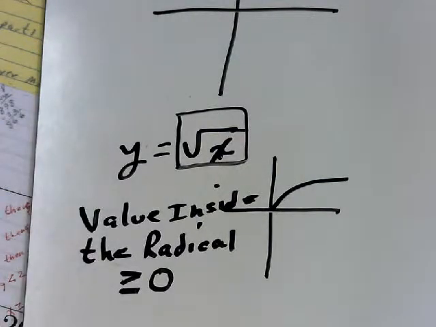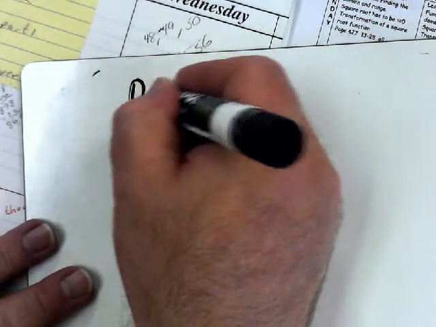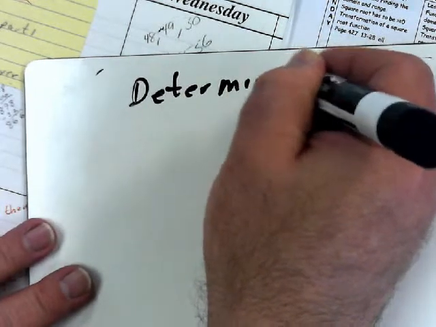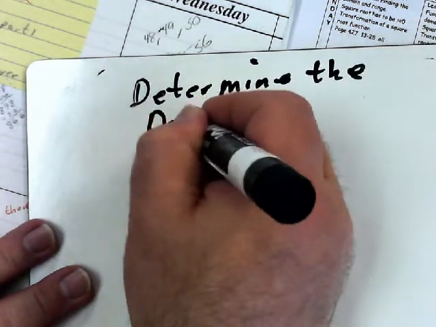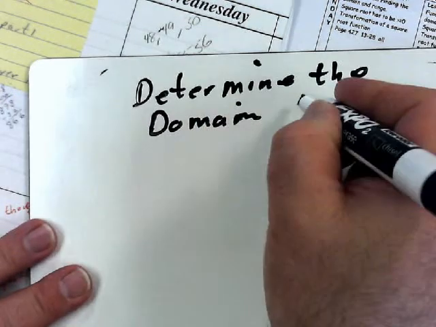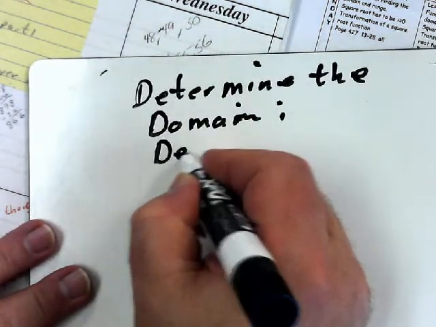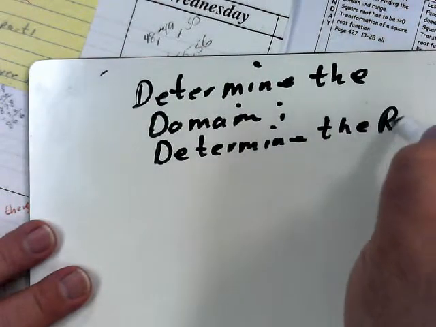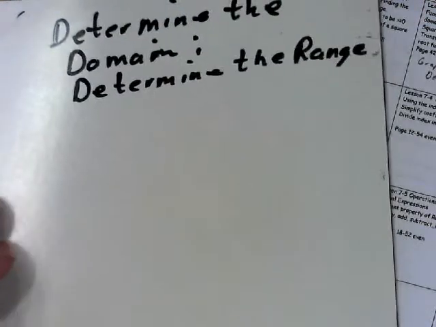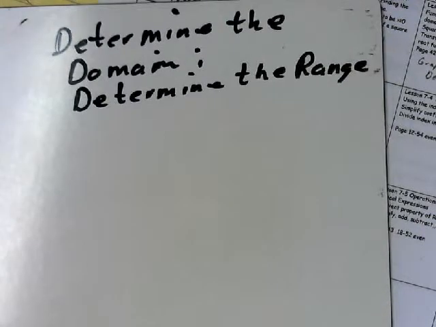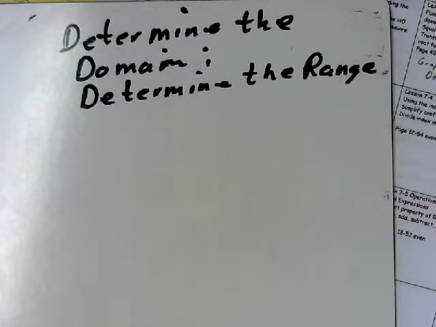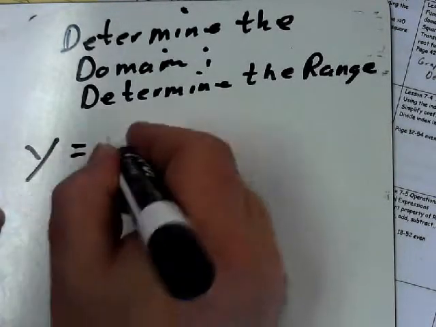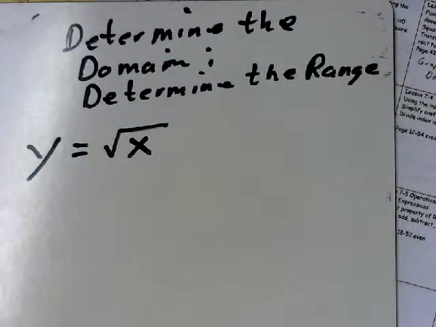So one of the things that they want you to do with a problem like this is determine the domain and also determine the range. So I need to determine the domain and I need to determine the range. So let's say that I had this function down here again, y equals the square root of x.